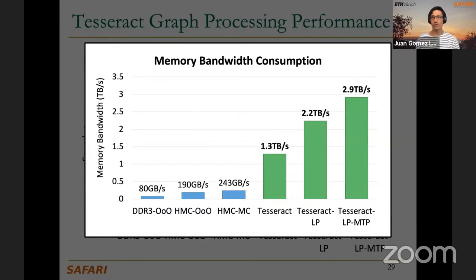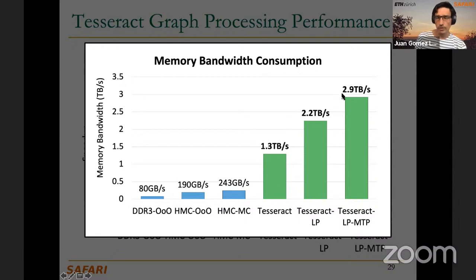And we can also take a look at the memory bandwidth consumption. So how much of the bandwidth are these different types of cores that we are using, either out of order or in order cores in the different configurations, really using? You can see these are the values for the three baselines, and you can see how the consumed bandwidth is much higher in the Tesseract configurations.